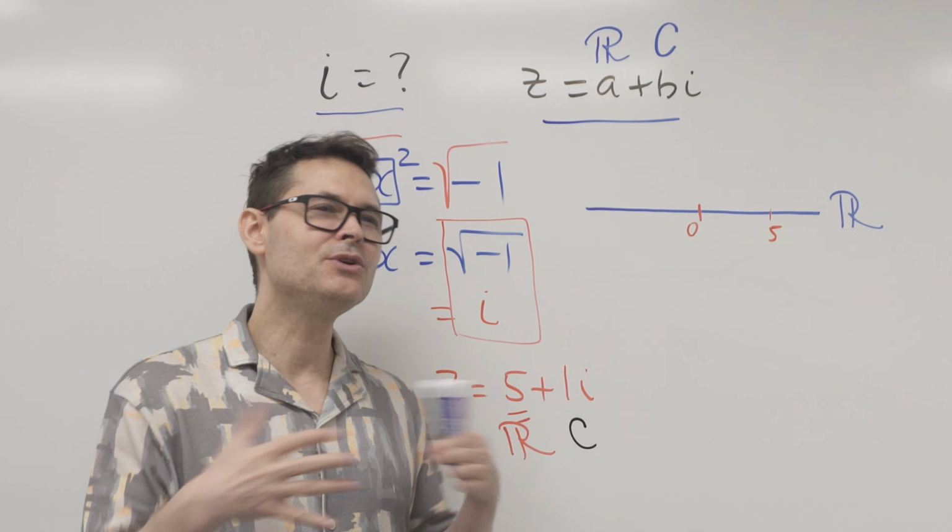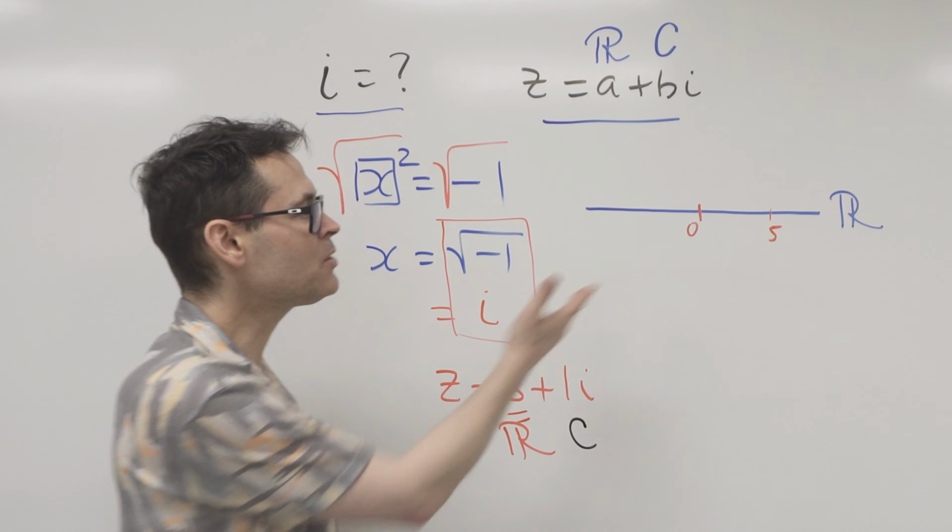Complexity to it. Just like you have, you are you, but you have all this complexity to you, right? Extra detail. So every real number has extra detail to share.